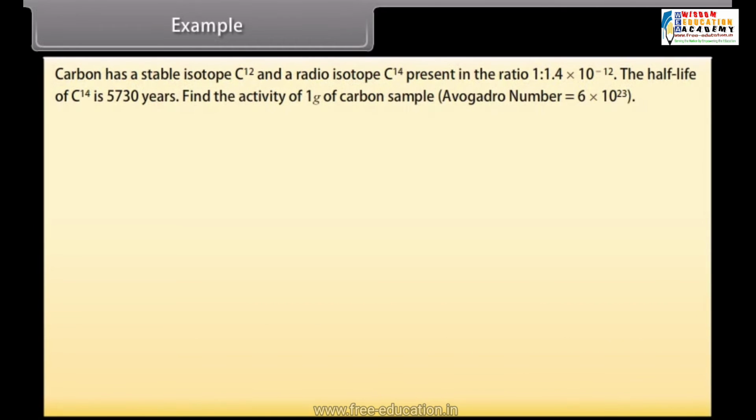Example: carbon has a stable isotope carbon-12 and a radioisotope carbon-14 present in the ratio 1:1.4 × 10^-12. The half-life of carbon-14 is 5,730 years. Find the activity of 1 gram of carbon sample. Avogadro's number is equal to 6 × 10^23.